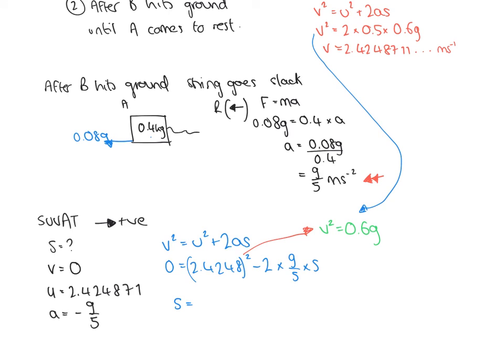Okay, if you simplify that, you get 0.6 g. And then it's a case of rearranging this to get s on its own. So we'd subtract that over. In fact, let's just show where that comes from.